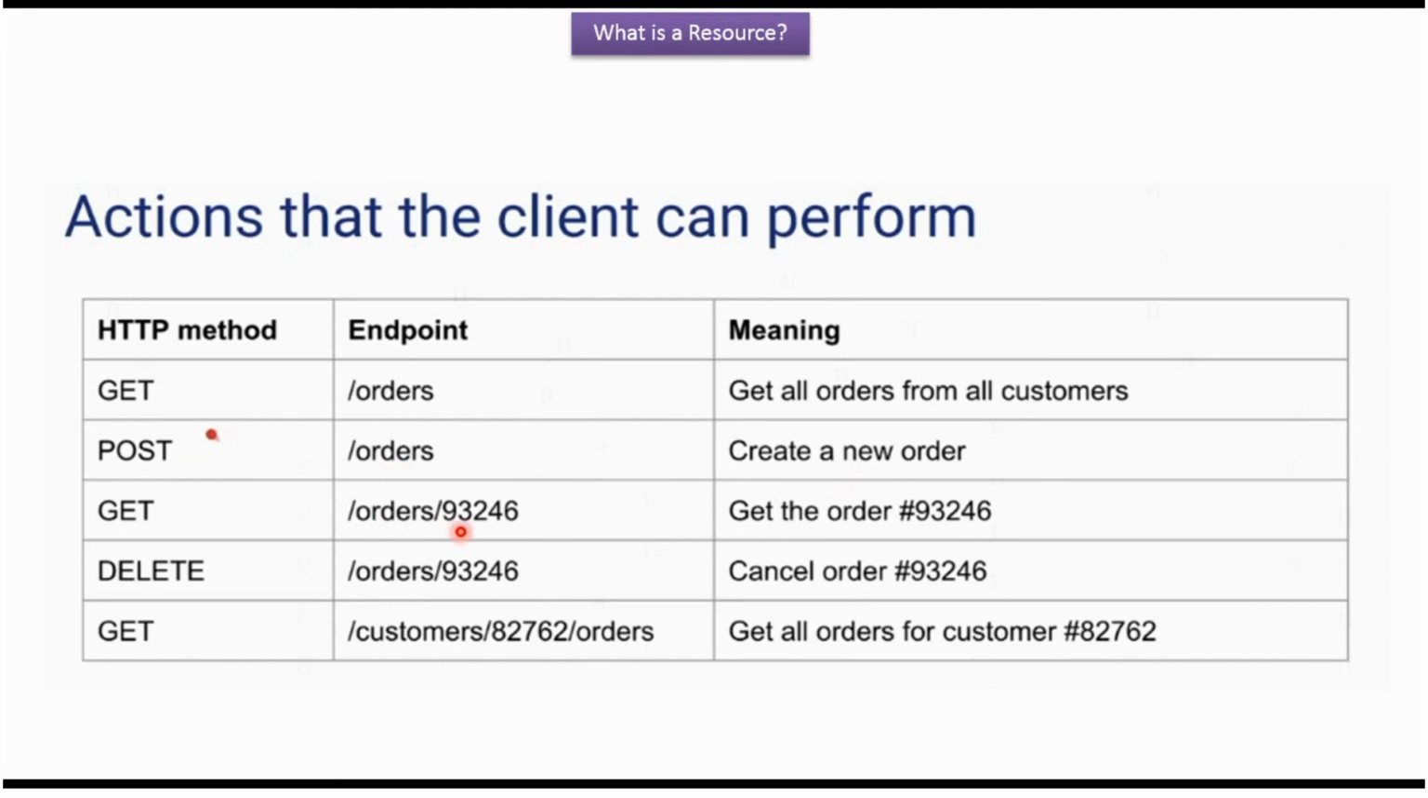When you send a request to this endpoint with the GET method, then it returns a single order whose order ID is 93246. And when you send a request to this endpoint with the DELETE method, then it cancels the order whose order ID is 93246. When you send a request to this endpoint with the GET method, then it gets all the orders for the customer whose ID is 82762.